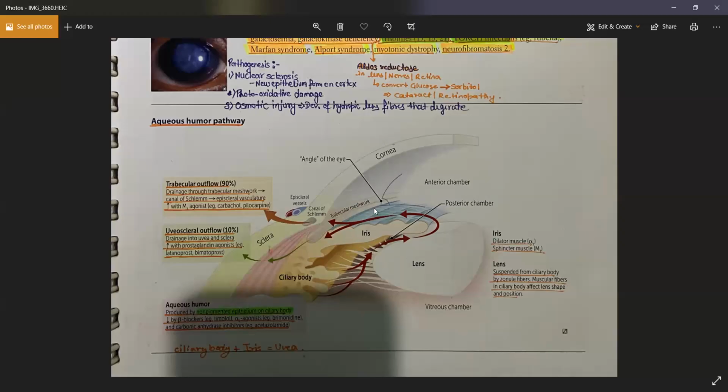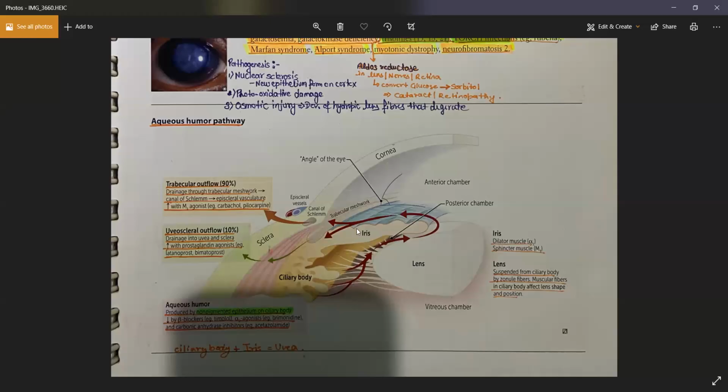The maintenance of the angle is very much required, because if the angle closes, the trabecular meshwork closes, and as a result the aqueous humor cannot gain access to the canal of Schlemm, and the drainage of the aqueous humor will be decreased. So the maintenance of this angle is very much required.